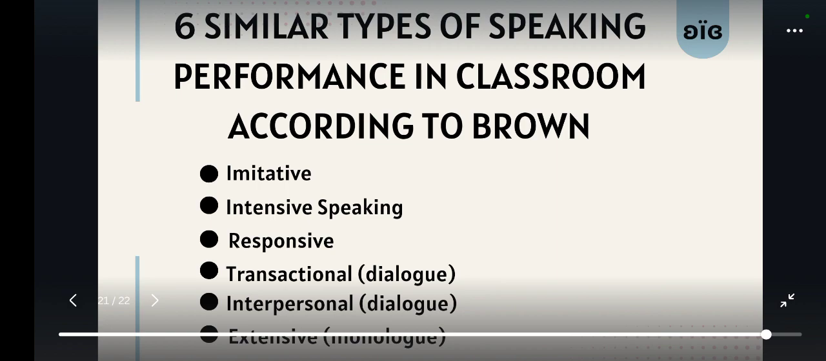So these are just some of the introductory information for teaching speaking. We had the definition, as well as some of the types of speaking performance activities that could be done inside the classroom according to Brown, which could help to develop the speaking skills of the students.